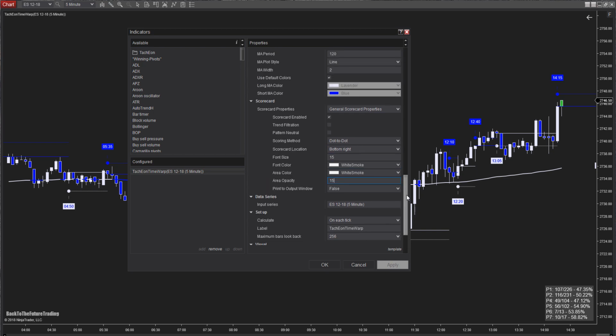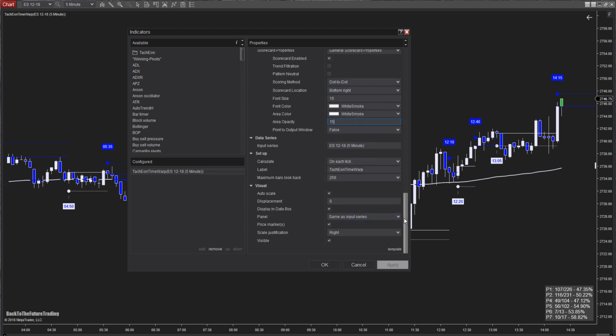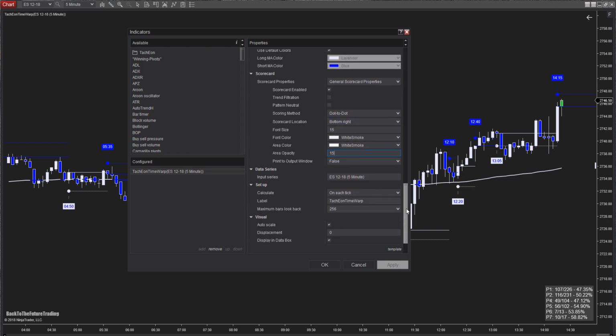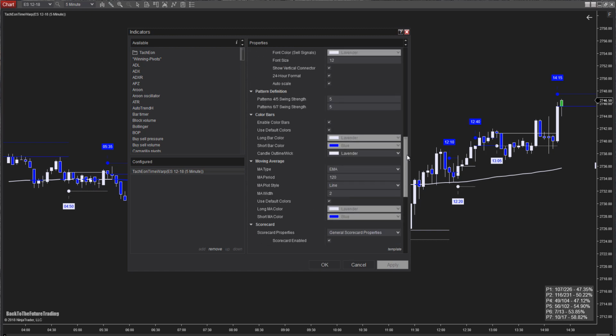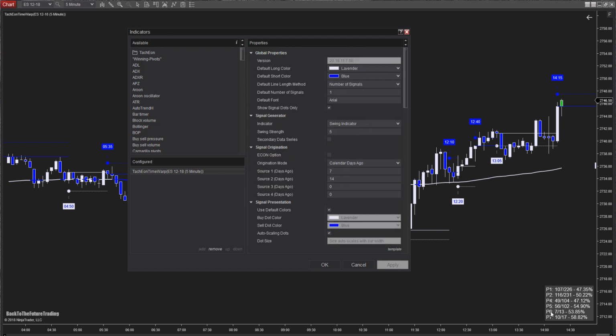So a couple of basic things to get out of the way. When you're looking at your scorecard, our basics are, we're looking at the scorecard and we have it turned on. Now let's go up to the top of the chart and see what it's actually measuring. The scorecard is going to start off by measuring each and every pattern that shows up on our chart.